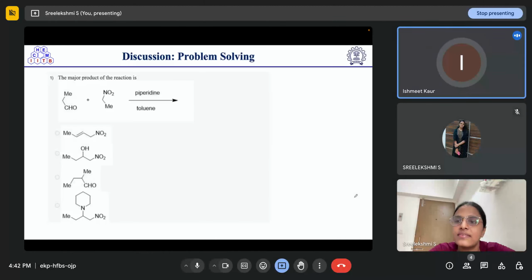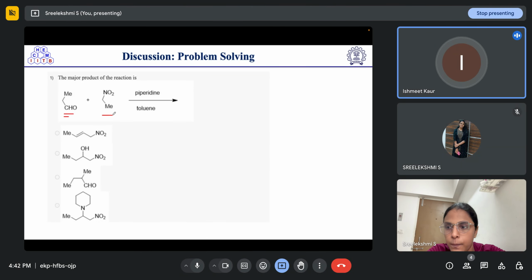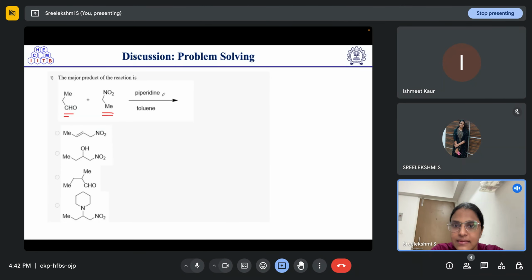So this is the first question. Major product of the reaction. So here is one aldehyde and this nitro compound in presence of piperidine, which is a base, and toluene as the solvent.